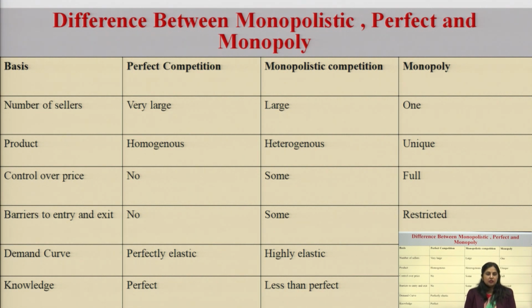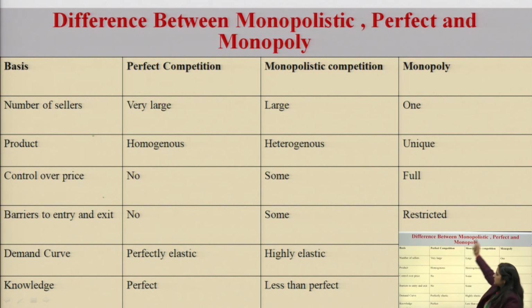Now, as we have discussed all the competitions, perfect, monopolistic and monopoly, it is time to differentiate them. Because students, I can understand at this point of time you may be thinking that perfect, monopoly and monopolistic, these three things are looking very similar. So, let us now differentiate them. The basis are the number of sellers, product, control over price, barriers to entry and exit, demand curve and knowledge.